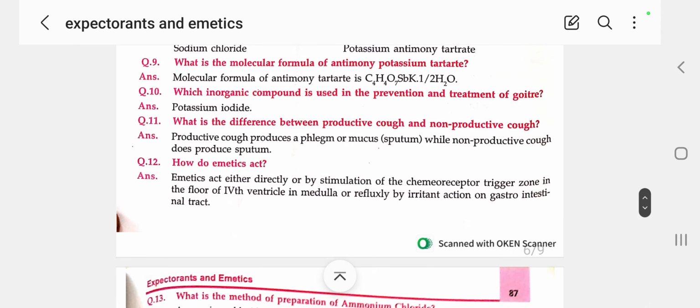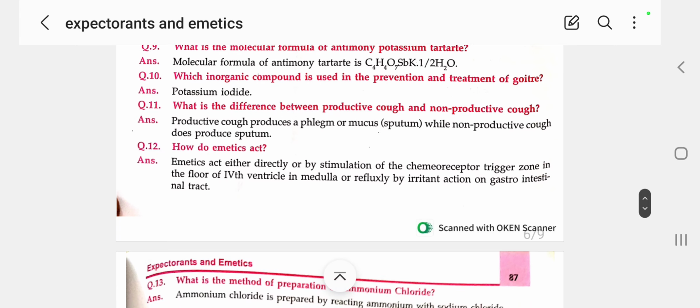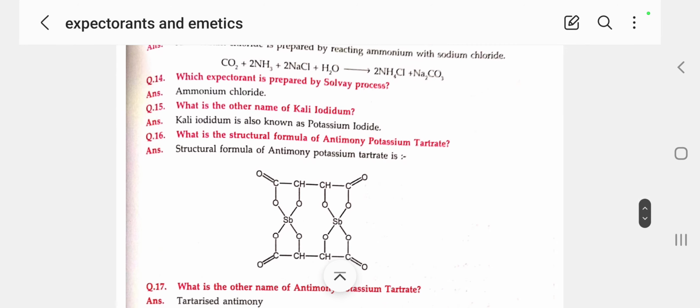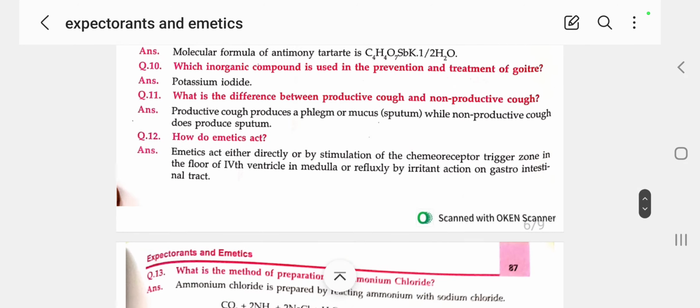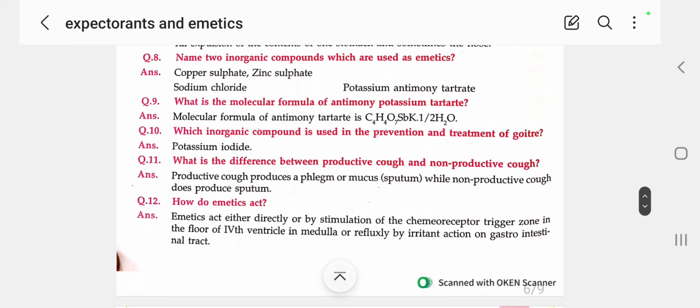Next question, what is the difference between protective and non-protective cough? Protective cough secretes mucus, and non-protective cough doesn't secrete mucus. Then how do emetics act? They specifically act on the CTZ, the chemoreceptor trigger zone, which is located in the fourth ventricular medulla. It acts directly on this zone, thereby inducing emesis.